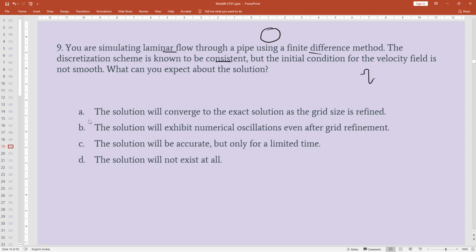Option A, the solution will converge to the exact solution as the grid is refined. Option B, the solution will exhibit numerical oscillation even after grid refinement. Option C, the solution will be accurate but only for a limited time. Option D, the solution will not exist at all. You can inbox your answers.